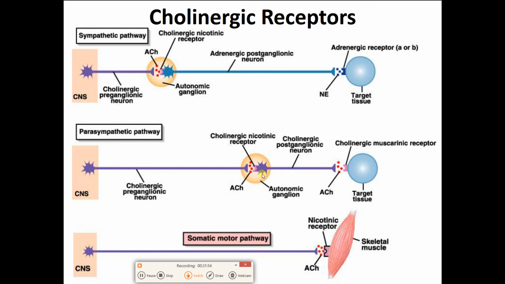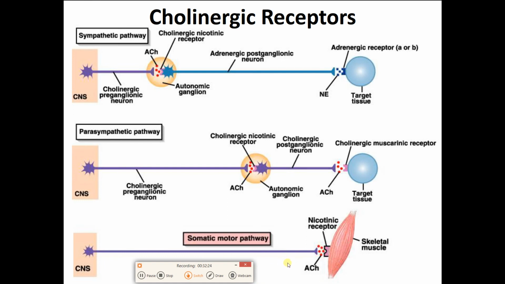The effect of acetylcholine onto a neuron is to cause an action potential in it. Now, acetylcholine is also released onto our effector organ. Oh, I said organ. What's an organ? In the parasympathetic pathway. Acetylcholine is also released on the skeletal muscle in the somatic motor pathway. Just wanted to throw that in there real quick.